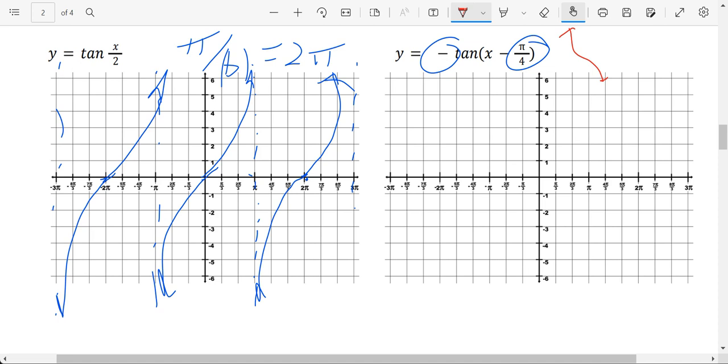So all of our asymptotes are going to be shifted over pi over 4. So we have new asymptotes here. Move to the right, pi over 4. We're going to go there and here, and we're going to go right here, and get the point from there. All your intercepts too, you're also moving all your intercepts over pi over 4 to the right. So the original intercept was at 0, now you're at pi over 4.